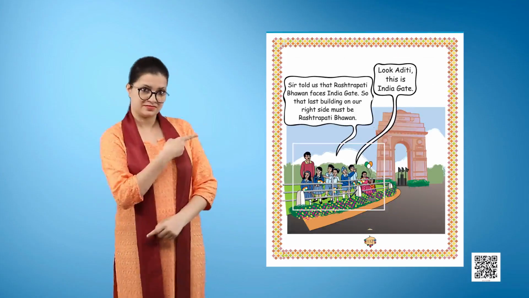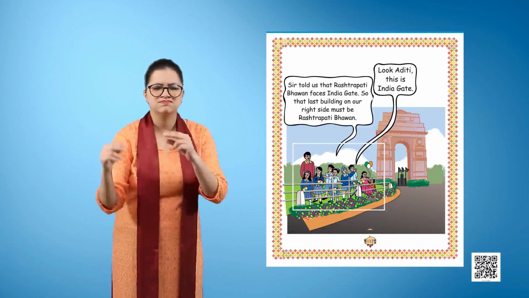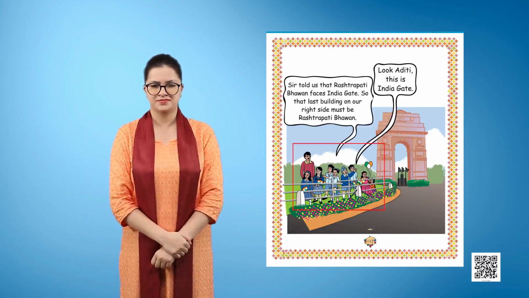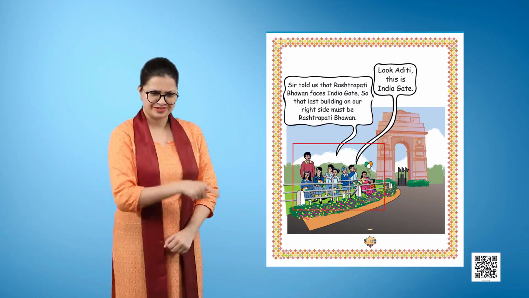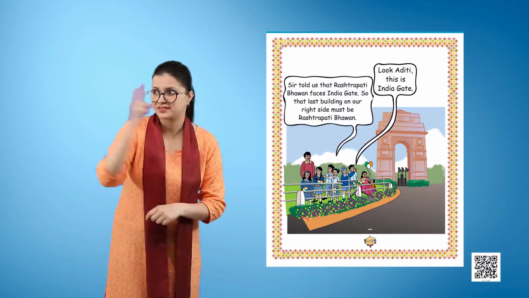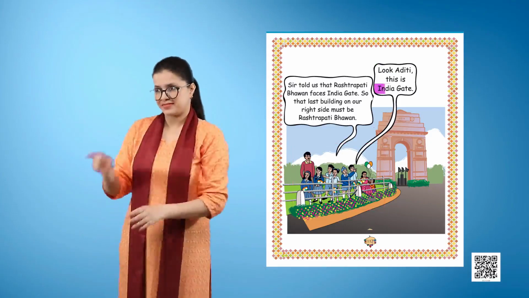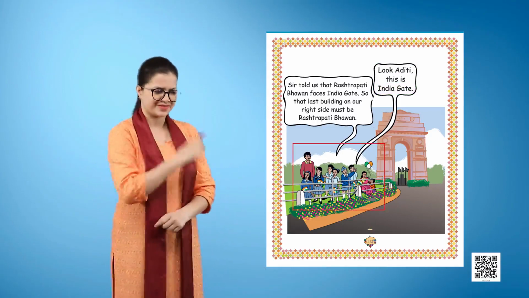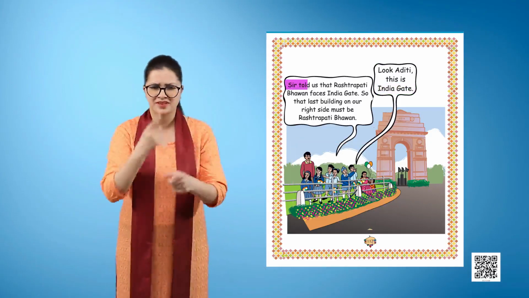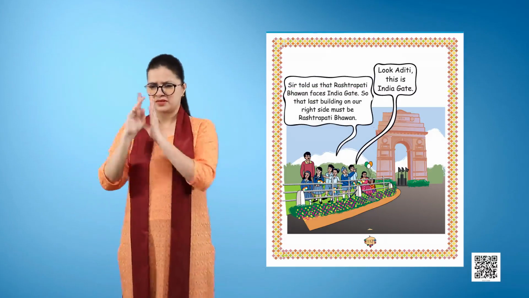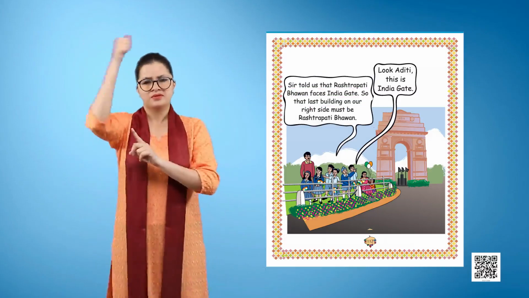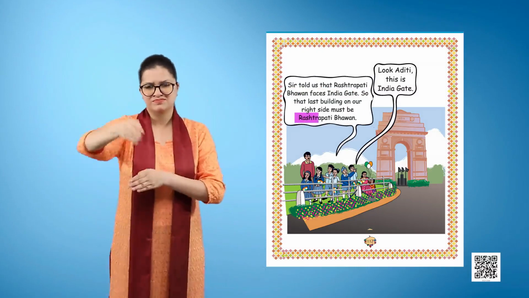Below the text on the page, we see a picture of Ashi and the other children of her school who have gone to see the Republic Day parade at India Gate. One of the children is saying, "Look, Aditi, this is India Gate." Aditi is replying, "Sir told us that Rashtrapati Bhavan faces India Gate, so that last building on our right side must be Rashtrapati Bhavan."